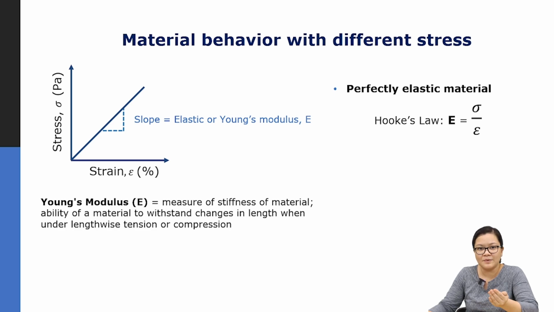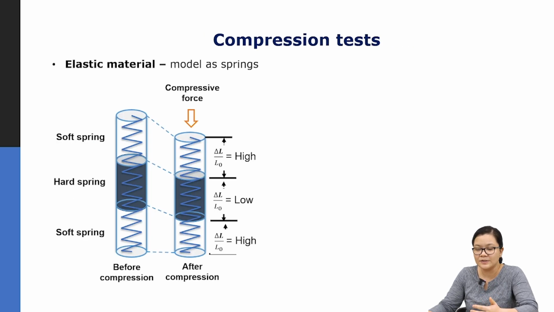In the previous example, we talked about tensile tests, but you can also get the elastic modulus, or Young's modulus, using compression tests. Typically an elastic material is modeled as a spring. If you stretch it and release, it will go back to its original position. Here's an example of a material that is modeled as one layer having a soft spring, a middle layer having a hard spring, and the bottom layer represented by a soft spring.